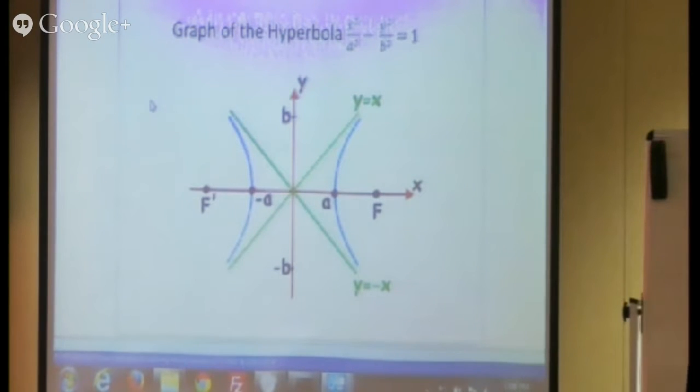So these are called the asymptotes of a hyperbola. Have you heard about it? Okay. So these two lines, we'll be discussing more about them in our next class.